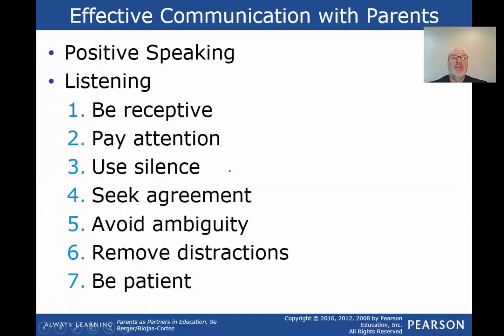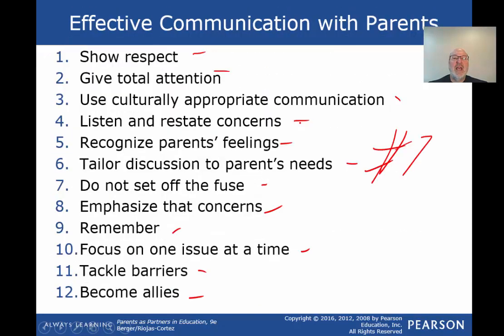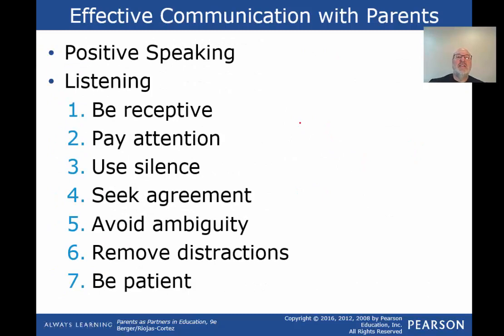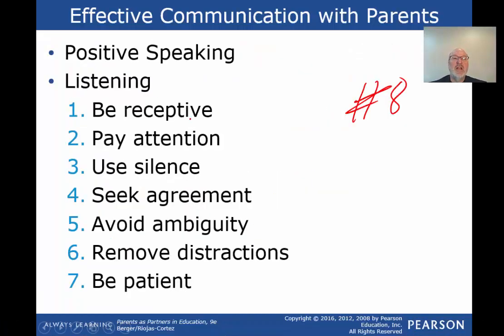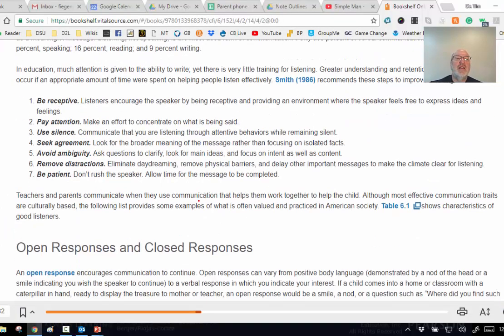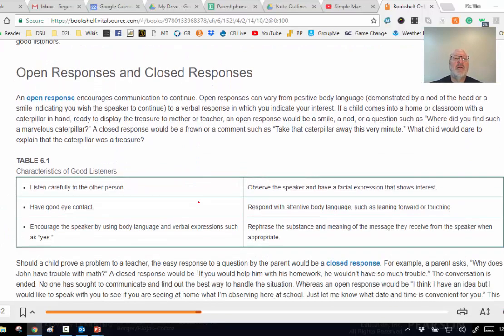And then we're going to jump over here. Some more things like positive speaking and listening. This will be number 8. And I'm going to ask you to address positive speaking and listening, which is right here. These 7 things: be receptive, be patient, use silence, seek agreement, avoid ambiguity, remove distractions, be patient. And there you have those right there.